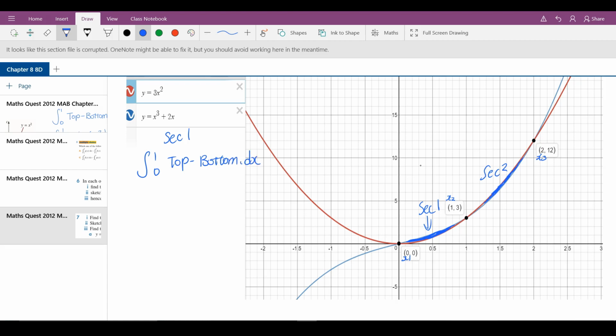Integrate with respect to x is equal to. So now, okay, I can see the color is, this one is y equals x cubed minus 3x squared, which is our bottom one. Meaning the top one is y equals x cubed plus 2x. So the top, which is x cubed plus 2x, minus the bottom one, which is 3x squared, dx.